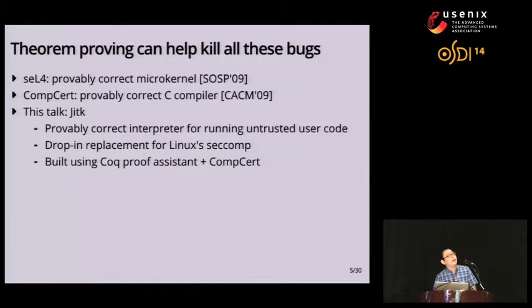In this talk, I'll describe Jitk. It also uses proof techniques. We're going to show you how we build an interpreter for running untrusted user code in the kernel. It can be used as a drop-in replacement of the Linux kernel Seccomp subsystem, and we build it using the Coq proof assistant and CompCert.